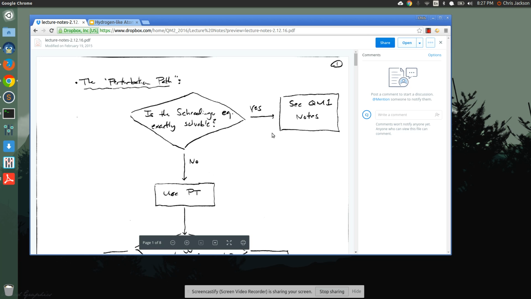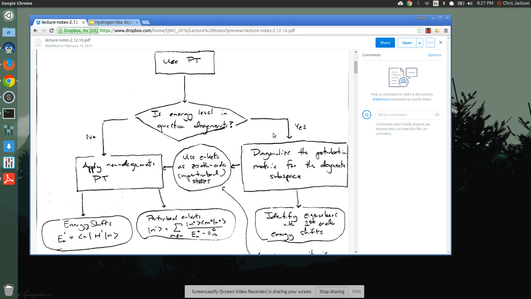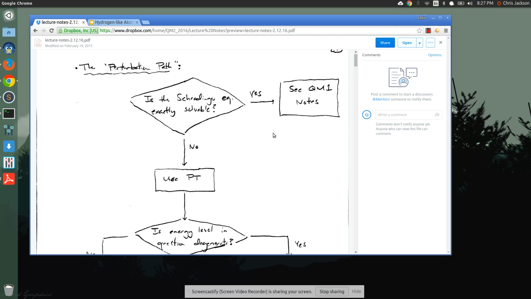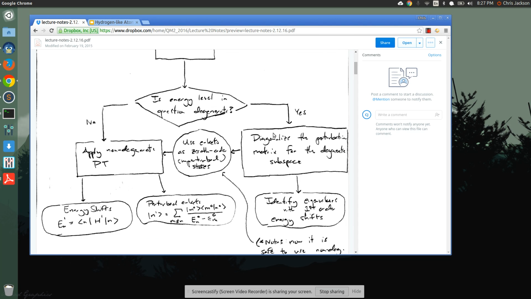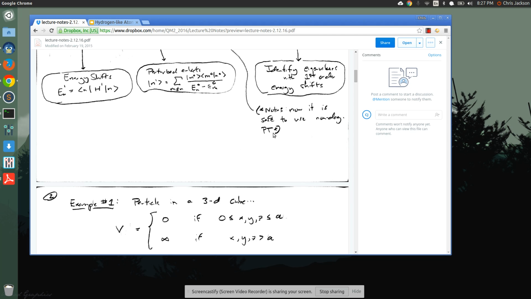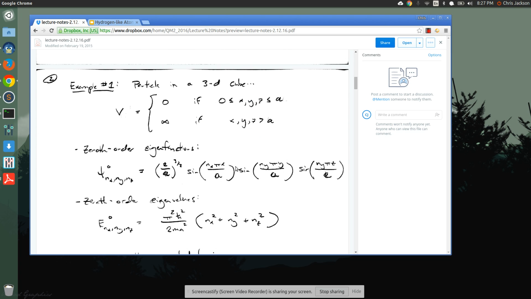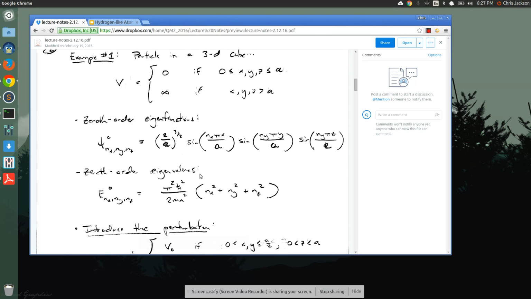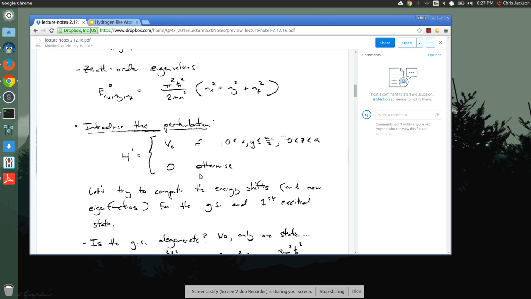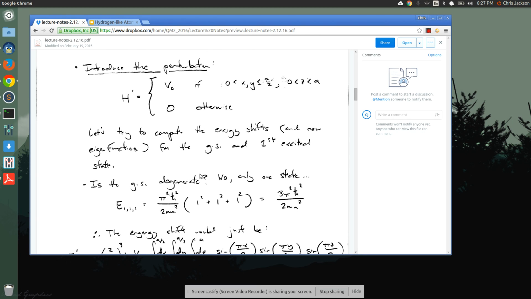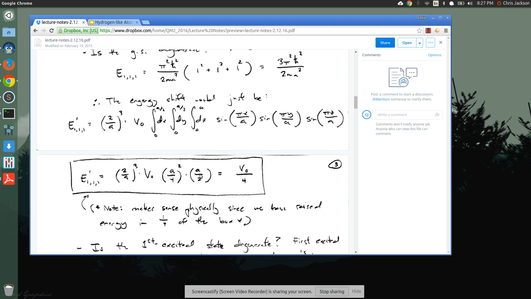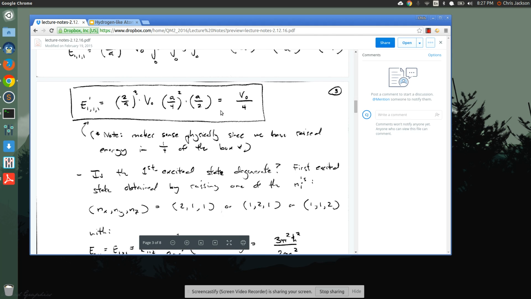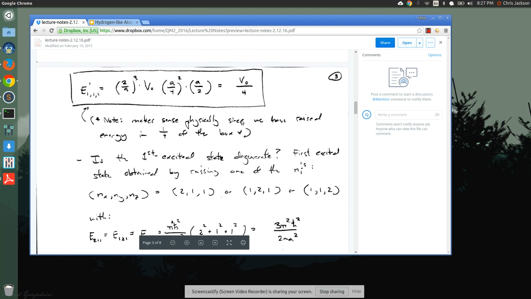Last time I started out by giving you a flow chart on how to approach perturbation theory, at least whether or not to use non-degenerate or degenerate perturbation theory. And then we studied a couple of examples of degenerate cases. So we talked about a particle in a 3D box, which has a threefold degeneracy, and we introduced this perturbation in only a quarter of the box. And what we saw was that the energy corrections were a fourth of the energy that we put in.